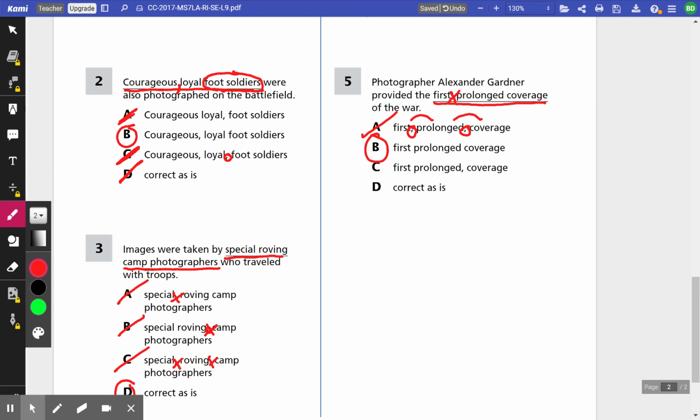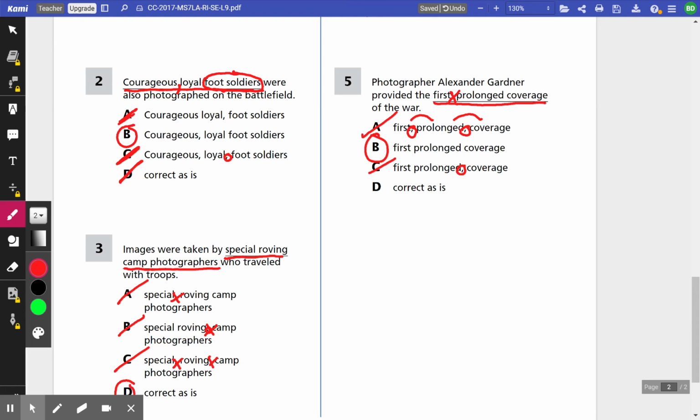So, next, let's look at answer choice C, which has a comma in between prolonged and coverage. So, we just said that you can't put the word and between prolonged and coverage because they're not coordinate adjectives. So this one is incorrect. It did take away the comma between first and prolonged, which is nice, but it added a comma that we didn't need between prolonged and coverage.